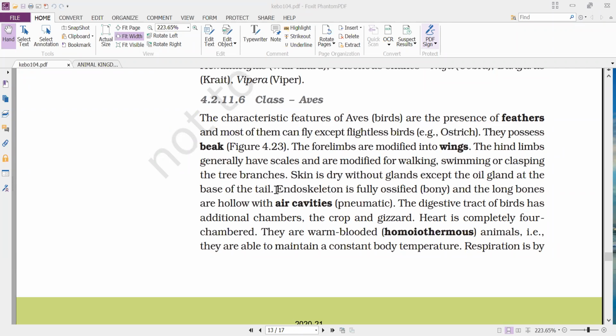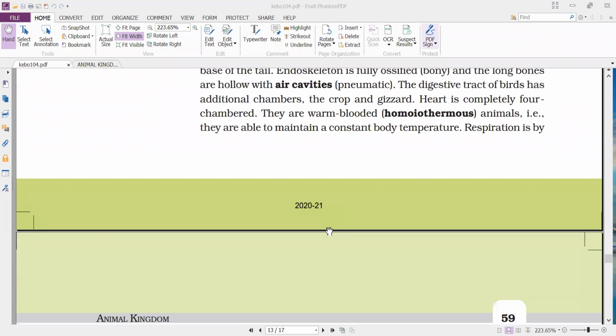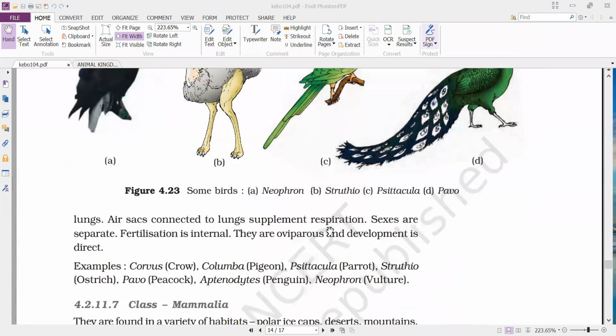Homeo means same. Homeothermous: therm represents temperature. So they are able to maintain a constant body temperature. Next, respiration is by lungs.